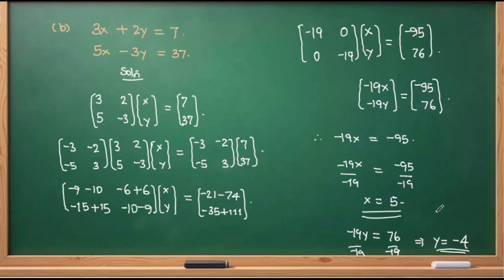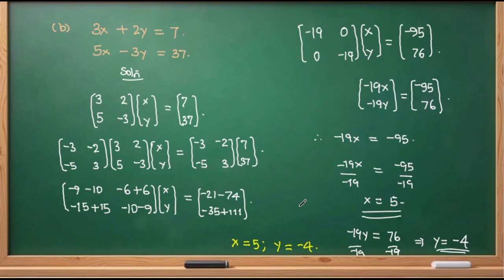Now these are the values: x is equal to 5, and the value for y would be negative 4.